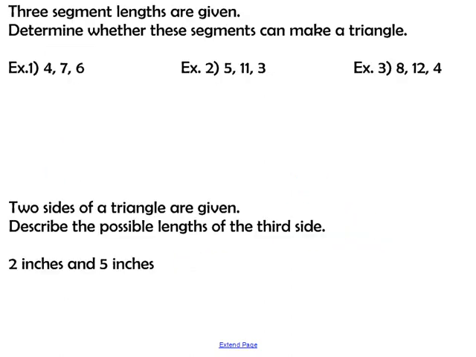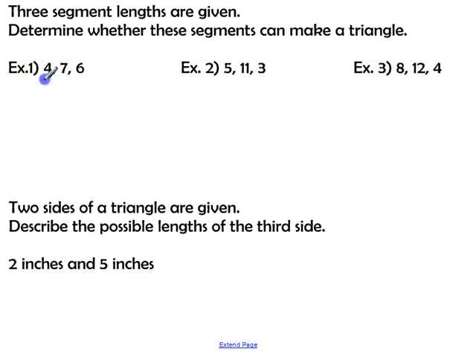So here we're given 3 segment lengths, and we have to determine whether these segments can make a triangle. So this first one, remember, we have to add up the 2 side lengths and see if they add up to more than the third one.